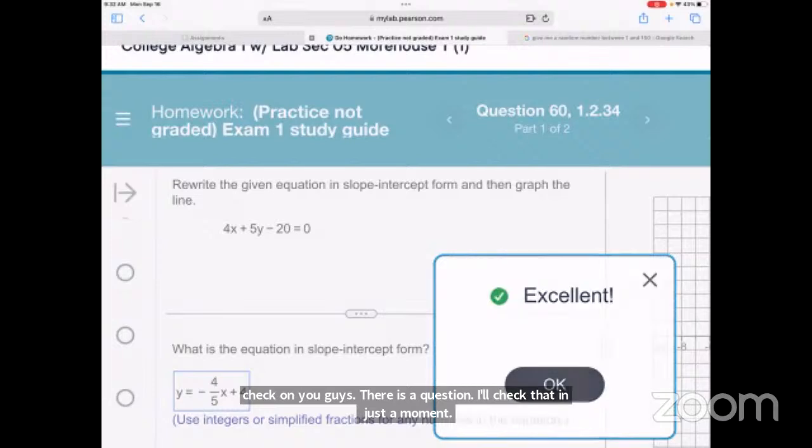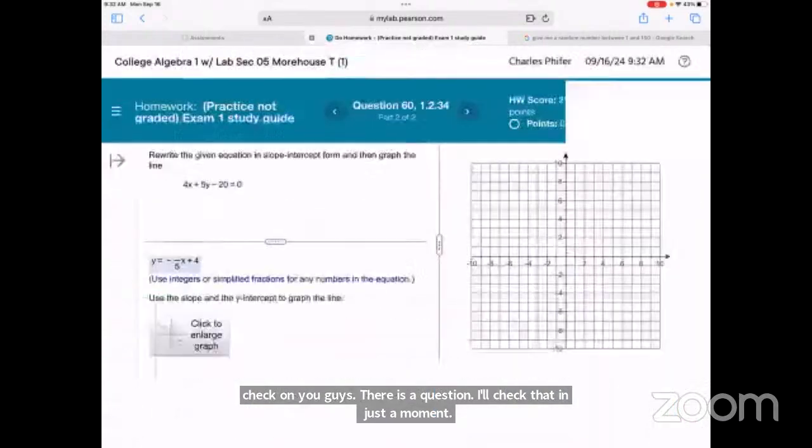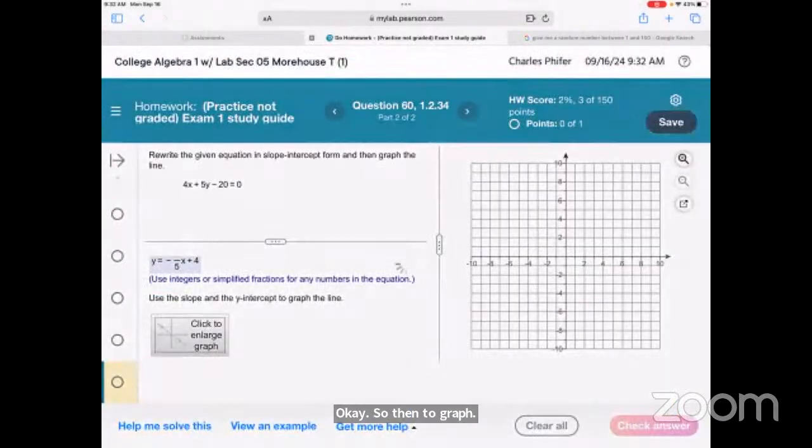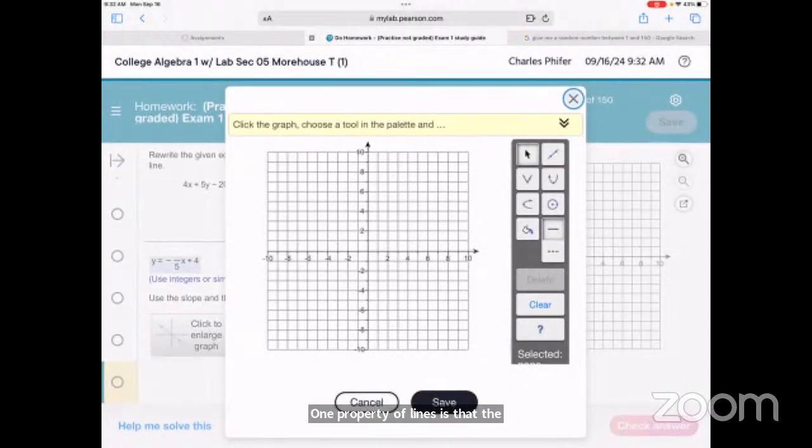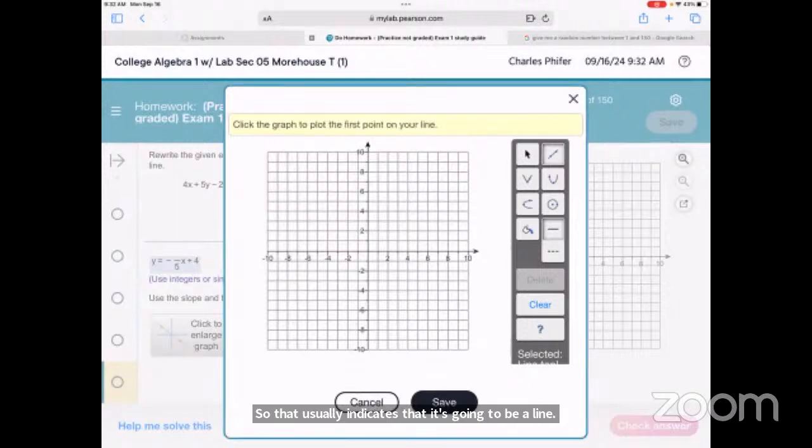Okay, so then to graph, we're working with a line. Now, one property of lines is that the highest power on the variables is going to be a 1. So that usually indicates that it's going to be a line. If we got it in the form of y equals mx plus b, the b is the y-intercept, so that's a great place to start. And then we use the slope to get to the second point.